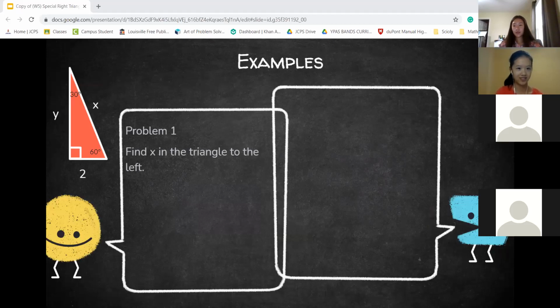Oh, sorry, you can go. All right. So this first problem: find x in the triangle to the left.